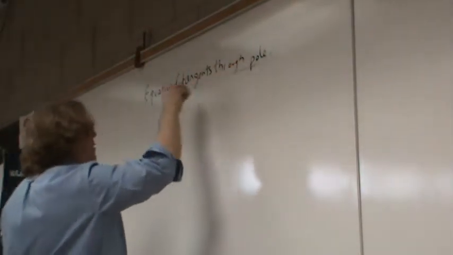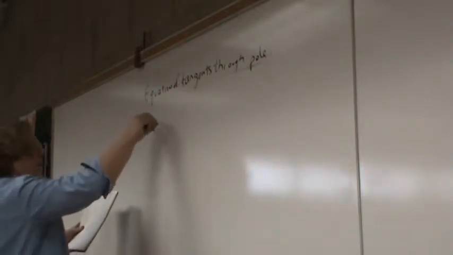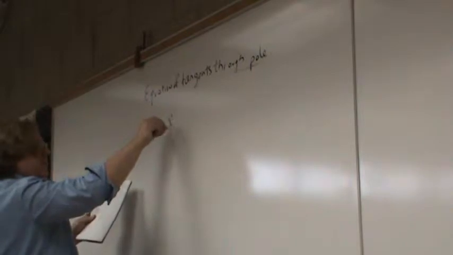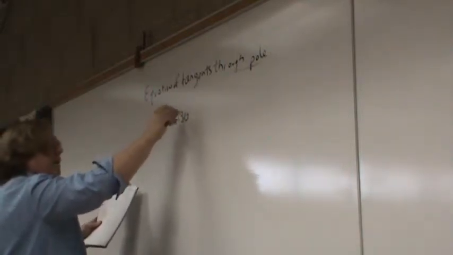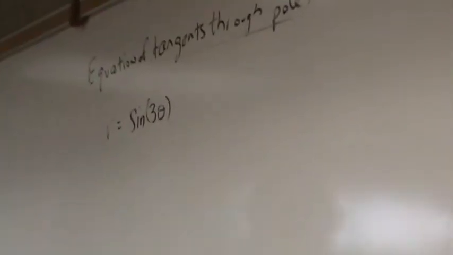Okay, so suppose I gave you this problem: r equals sine of 3 theta. And I said, get me the equations of the tangent through the pole. Well, first of all, what specific point is the pole? The origin, 0, 0. It's the place where r equals 0, and that's only at 0, 0.